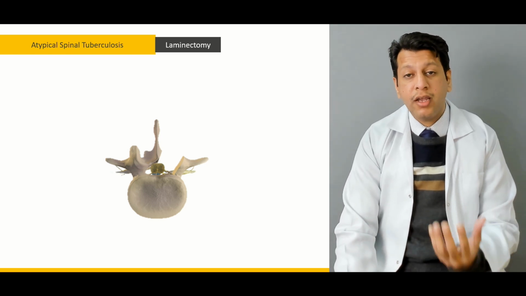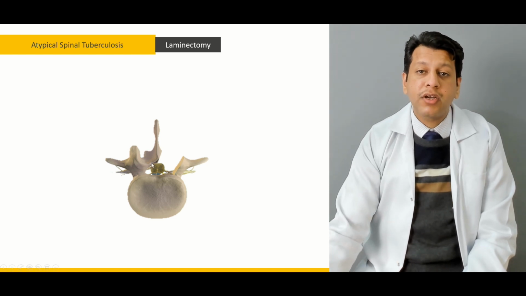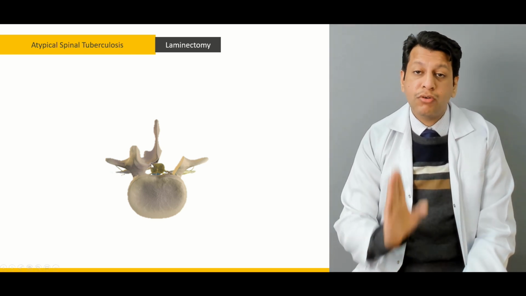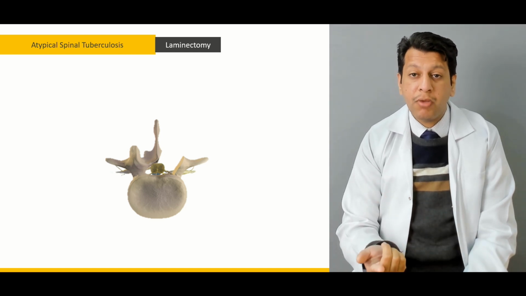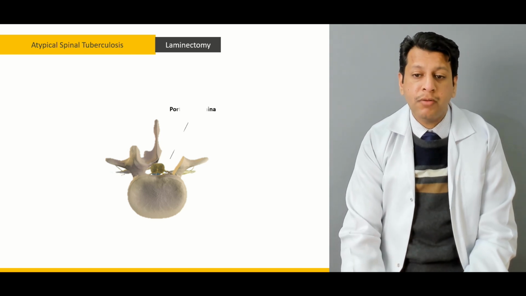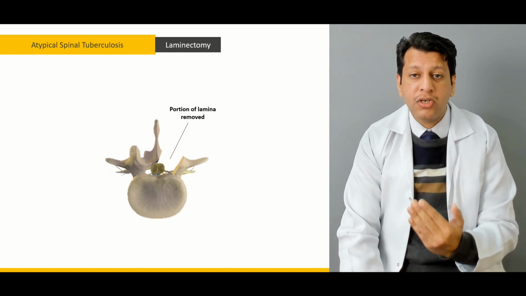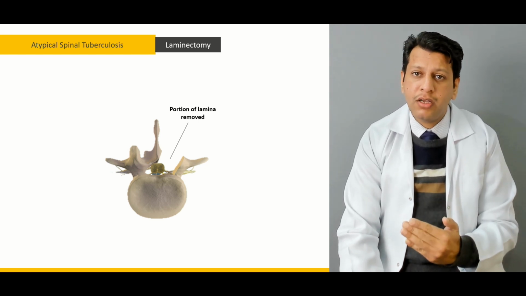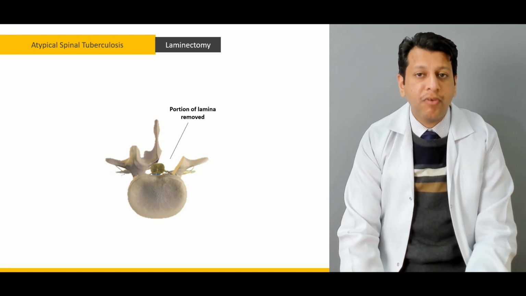So in atypical forms, what's more important is that yes, you need to get rid of the infection, but you need to make sure that you keep the spine stable. If multiple laminectomies are making the spine unstable, then you need to fix the spine as well to make it stable. Otherwise, that will be more of a disaster for the patient. The patient was not kyphotic initially, but after surgery, the patient will develop kyphosis and eventually a neurological injury.